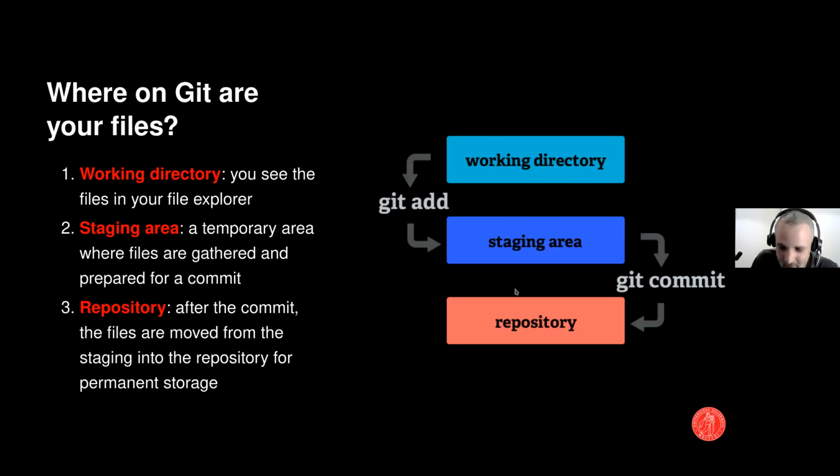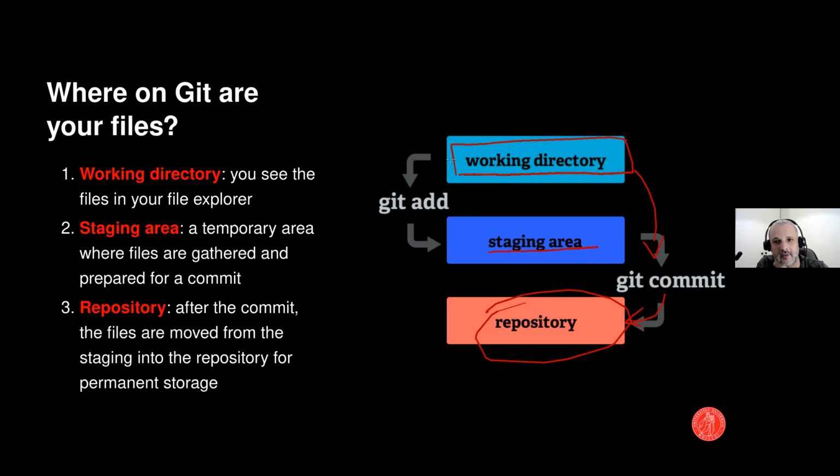So where on Git are your files? They basically exist in three separate places. One is your working directory. That's where your files always are if you don't use Git. That's your hard drive, your computer, the folder where you do your work. And your goal is to commit your files to the repository, right? So you would use git commit, which is the name of the command, to put a certain version of your files on the repository. But you can see there's actually an intermediate step here, which is called the staging area.